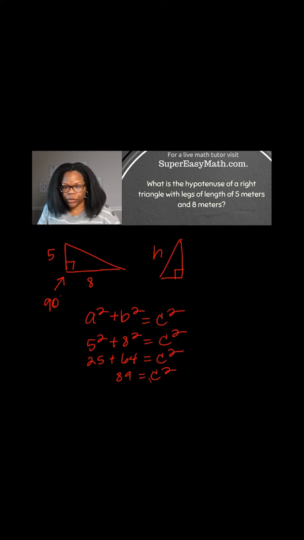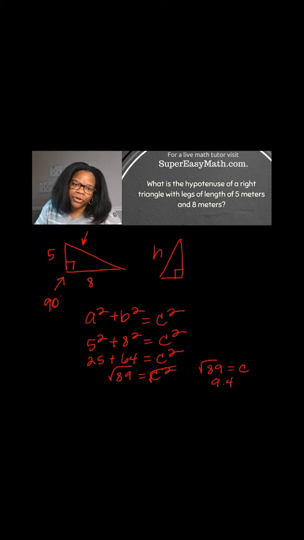Well, I need to take the square root of both sides, and so to be exact, I could say the square root of 89 equals the hypotenuse, or I could try to estimate this, or I could type it into a calculator. If you were to type it into a calculator, you would get 9.4. So that means the length of this longer side is 9.4 meters, which makes sense because if the 5 is like this and the 8 is like this, one is a little longer, so around 9.4 seems right.